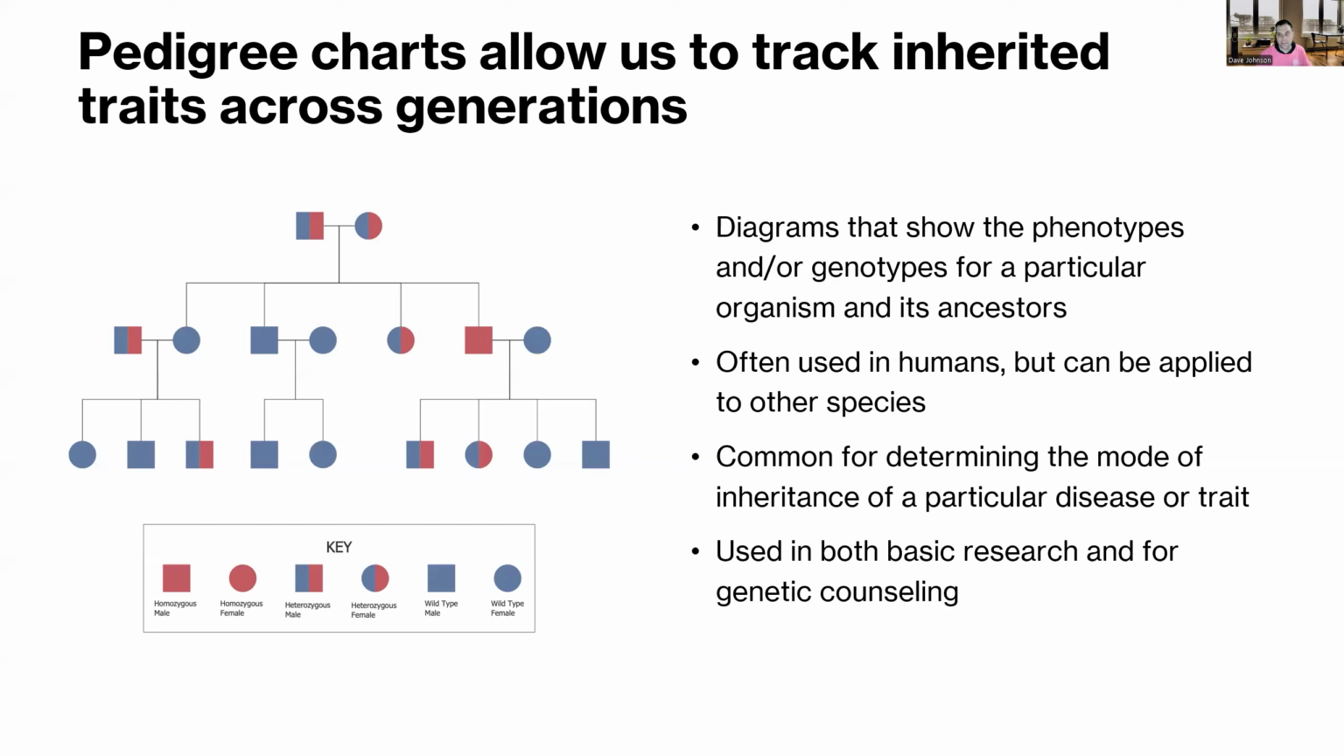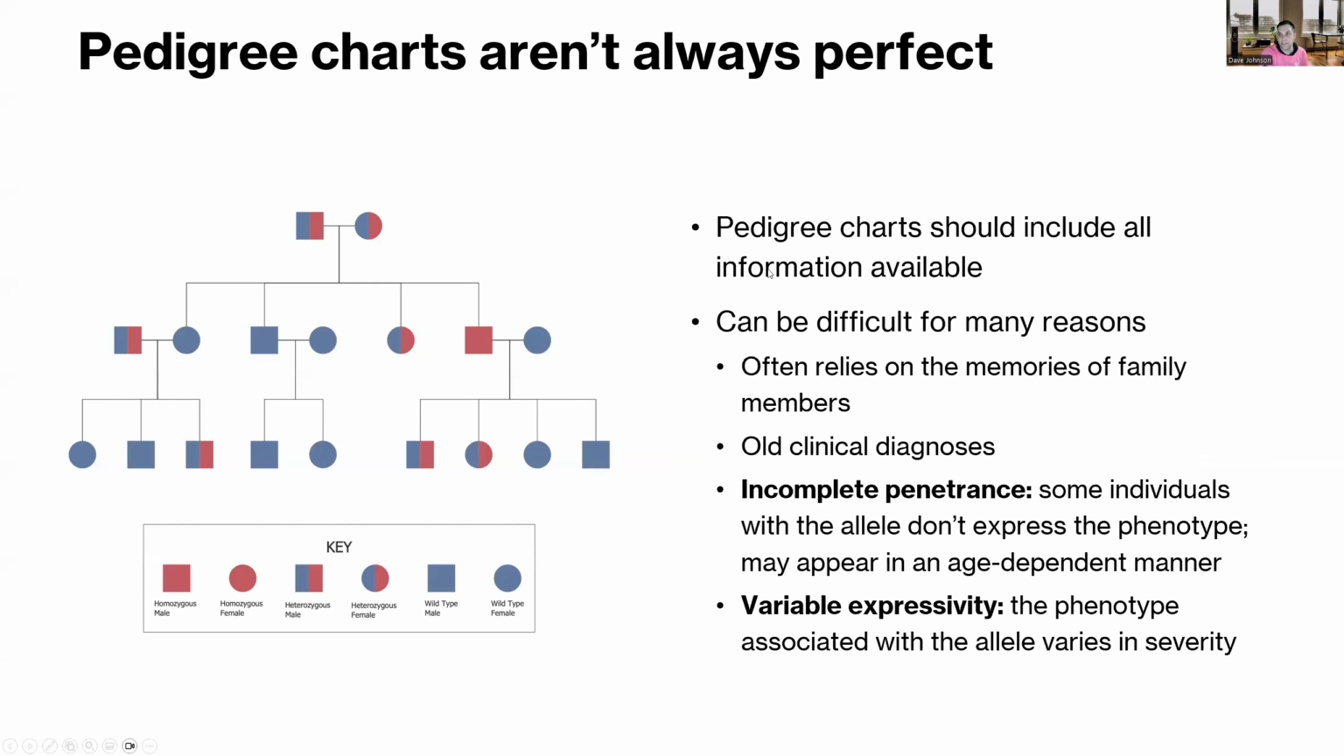Like I said, this is very commonly used for basic research purposes. It can be used for tracking the inheritance of certain alleles in humans and other animals. And these are often used for genetic counseling. People might be considering having a baby, but they know that there's a history of some inherited diseases in one or both sides of the family, and they want to find out what the chance is that their children could potentially have one of these diseases.